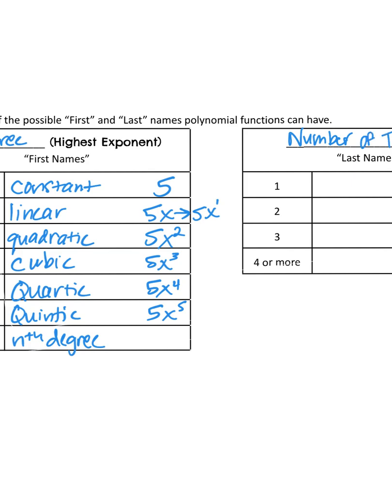The number of terms is the possible last names. So if there is one term in the polynomial, we call that a monomial. If there are 2 terms, we call it a binomial. If there are 3 terms, we call it a trinomial. And if there are 4 or more terms, then we call it a polynomial, because the word poly means many.